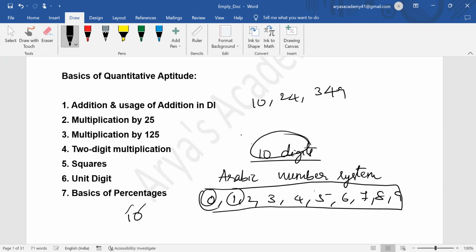If you want to write 10,24,349, even when you are writing 10,24,349, which is a 7-digit number, still we are using any of the several 10 digits present for us, right? We have used 1, 0, 2, 4, 3, 4 again, and 9. So even if you want to write a 40-digit number, there is no other way. You have to write using these 10 digits only, from 0 to 9.